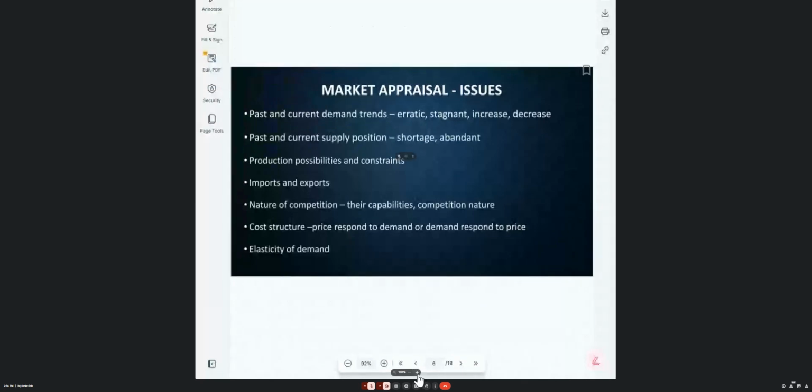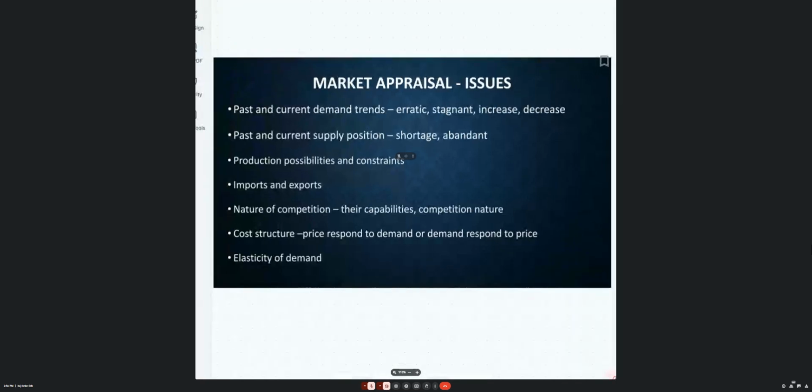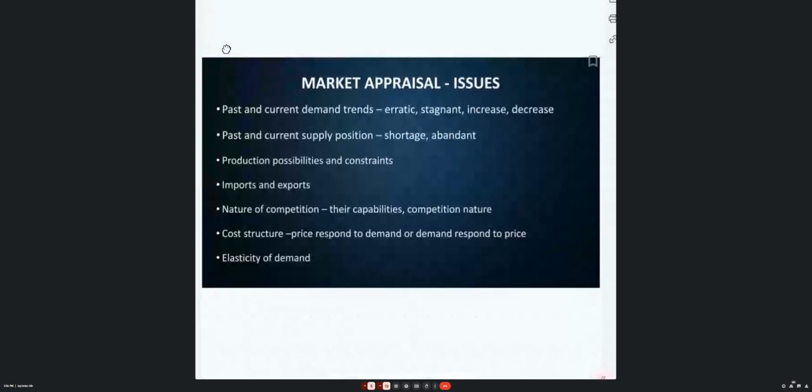Then there is past and current supply position. So is there a shortage? Is there an abundance? Or rather, was there a shortage? Was there an abundance? Do you expect shortages in the future, or do you expect an abundance? These are usually influenced by other variables such as availability of material and so on and so forth. Then, of course, production possibilities and constraints. What's your ability to produce, and what constraints do you have?